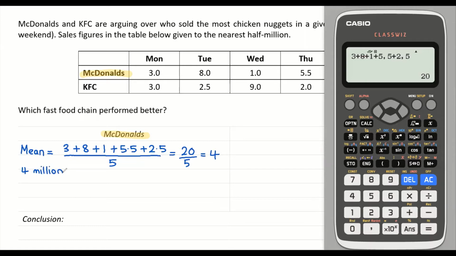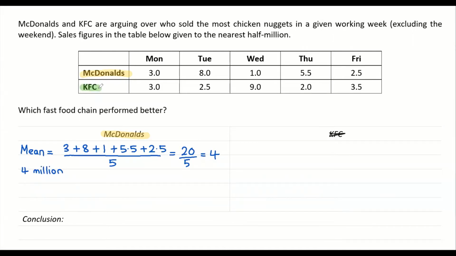Right, so we've got one average for McDonald's. Now, it might be a good idea to compare the mean for McDonald's with the mean for KFC. So we'll move on to KFC now, and we'll calculate the mean for KFC. So I'll do that in green. Get rid of the calculator. So here we have KFC.